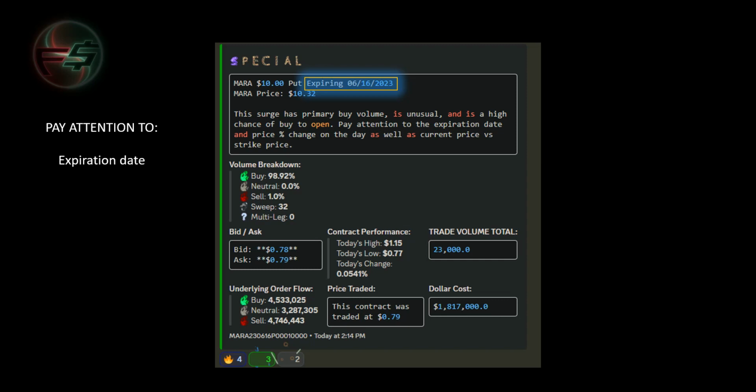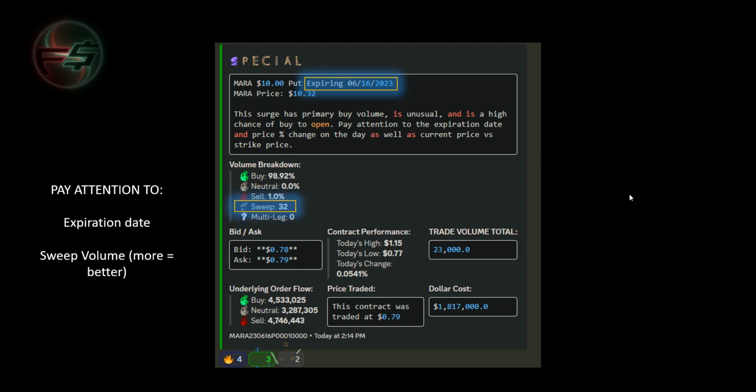The other thing you're going to want to pay attention to, other than obviously where the price is relative to the strike price, that's a pretty good setup there. Mara's at 10.32. The put strikes at $10. So you'll be in the money if it just drops 30 cents.